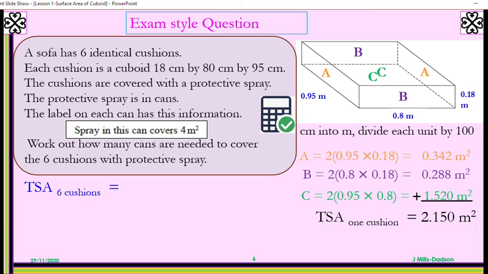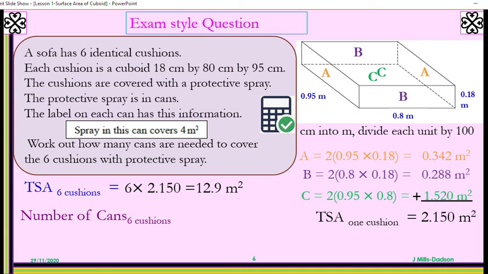We must first know the total surface area for the 6 cushions. 2.15 is for 1. So to know the 6, we multiply 6 by 2.15, and that gives me 12.9 meters squared. So the total surface area we have is 12.9 meters squared. Now, how many cans will be needed? To find the number of cans for the 6 cushions, take it this way. Each can will cover 4 meters squared. So think of counting in 4.